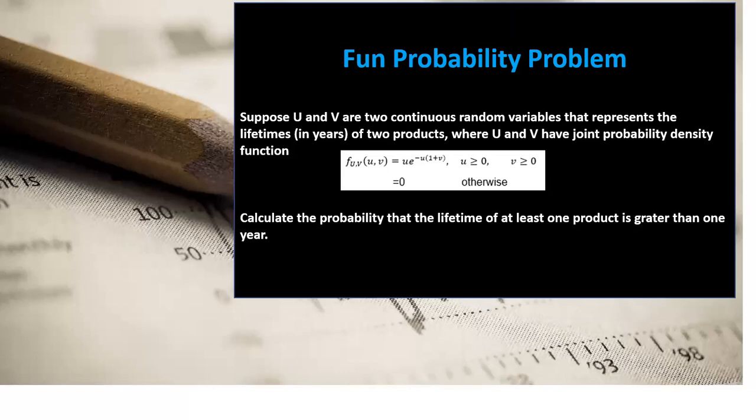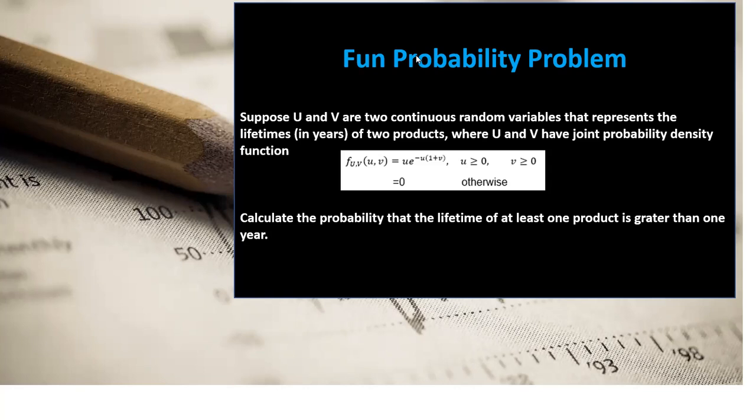So let's take a look at the problem we're going to solve today. Suppose U and V are two continuous random variables that represent the lifetimes of two products, and we have a joint PDF. I want to calculate the probability that, of these two products, at least one has a lifetime greater than 1 year.